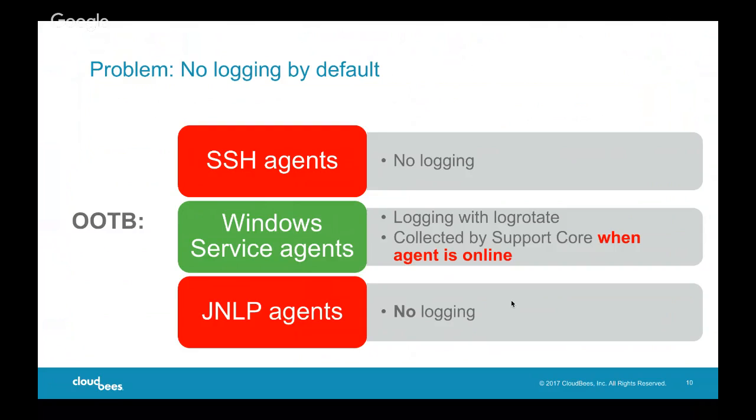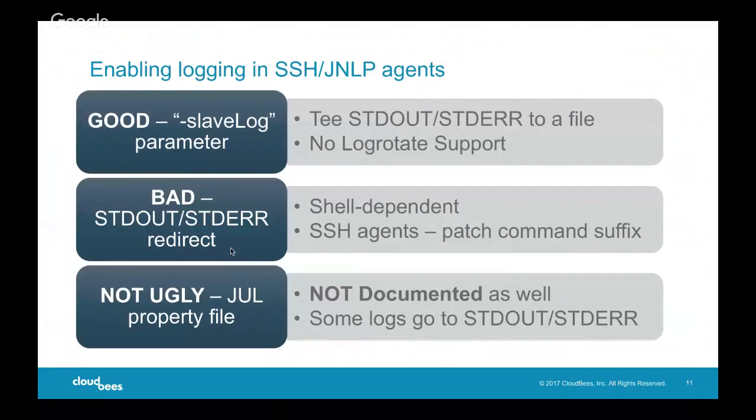The situation is pretty much the same for JNLP agents. In the Windows service wrapper, we have a feature which enables this logging, so effectively now, only in Windows services do you get these logs by default. If you want to enable logging on other agent types, there are actually several solutions. One of them is to use the slave log parameter, which is available in the remoting command line arguments.